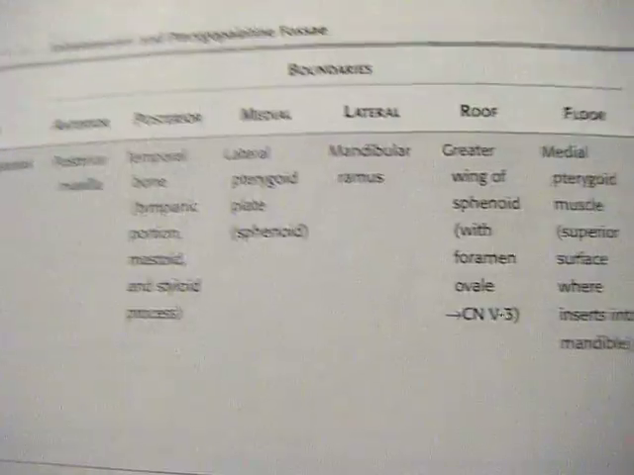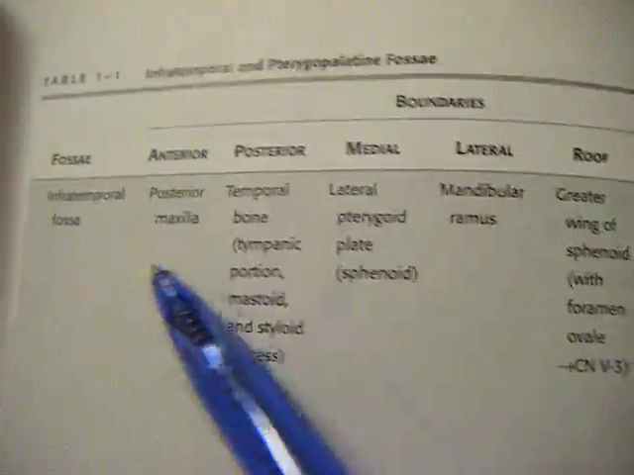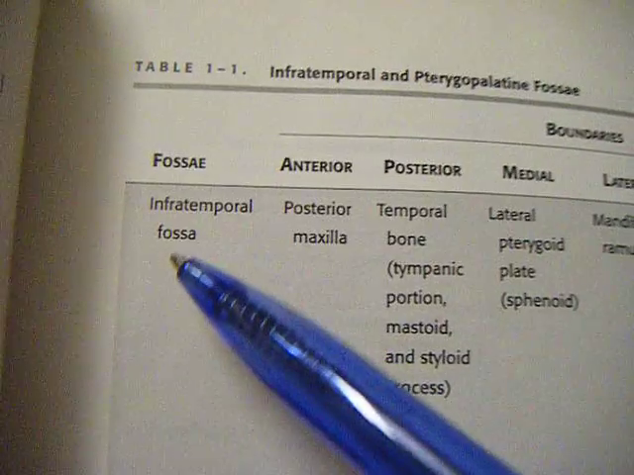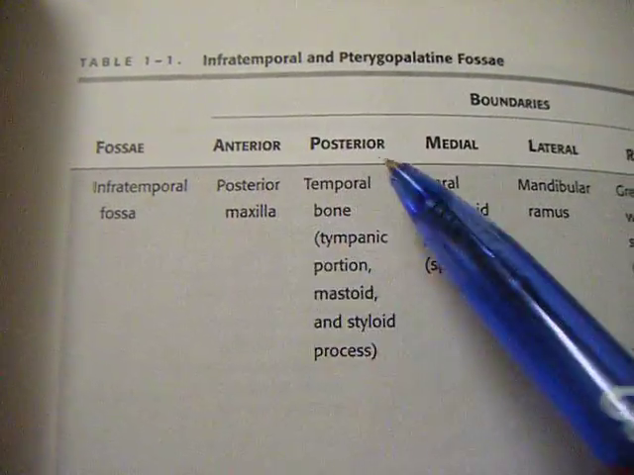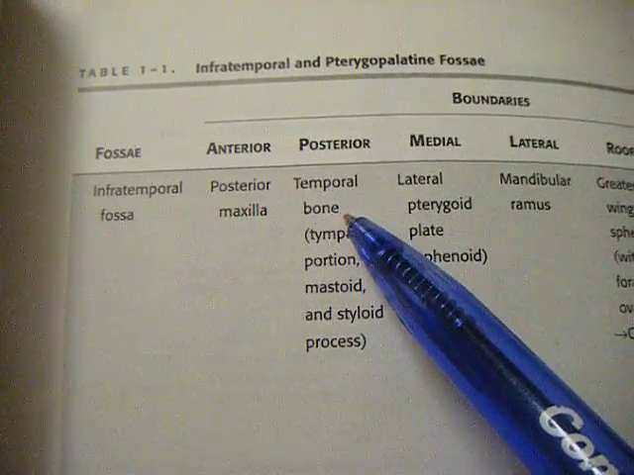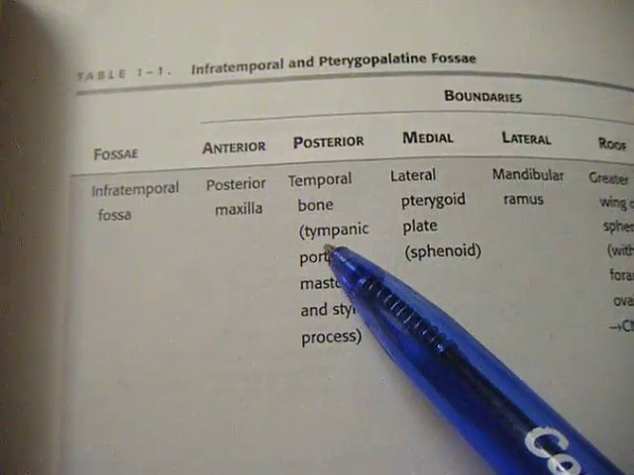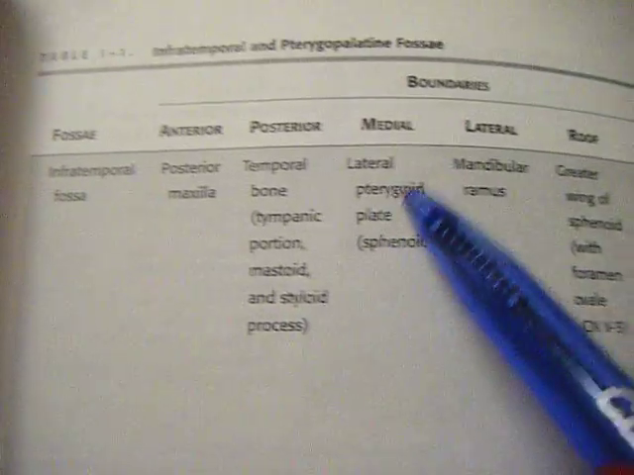Then the next one is the boundaries of infratemporal and pterygopalatine fossa. Now this is the infratemporal fossa. First one is infratemporal fossa. The anterior boundary is formed by the posterior maxilla. The posterior boundary is formed by the temporal line, that is tympanic portion, mastoid and styloid process.